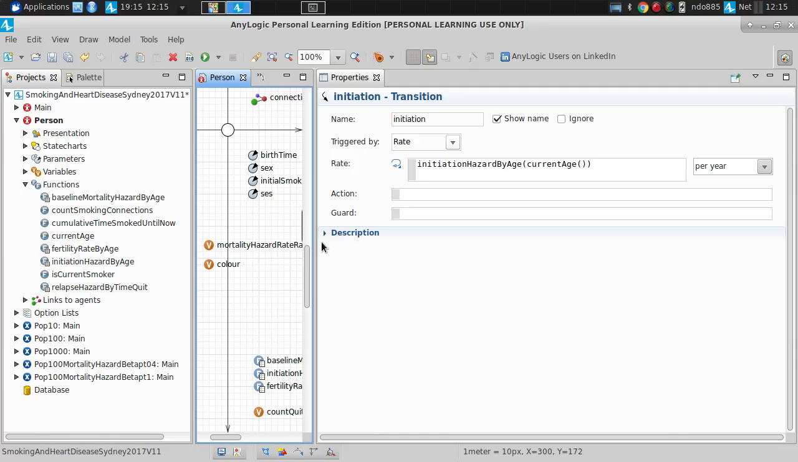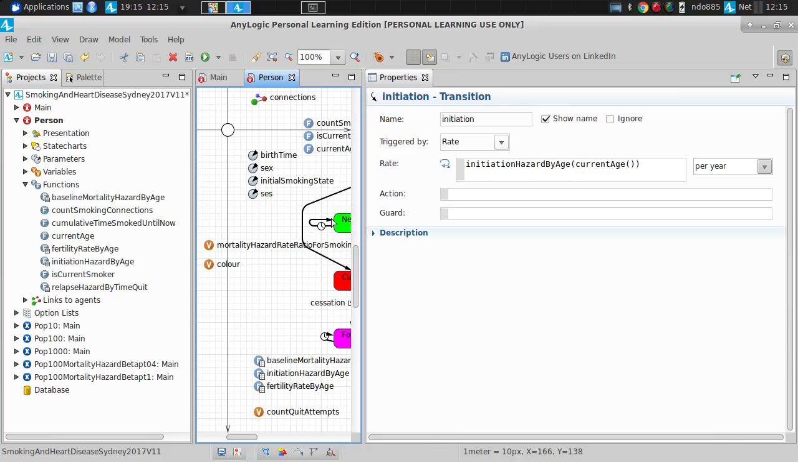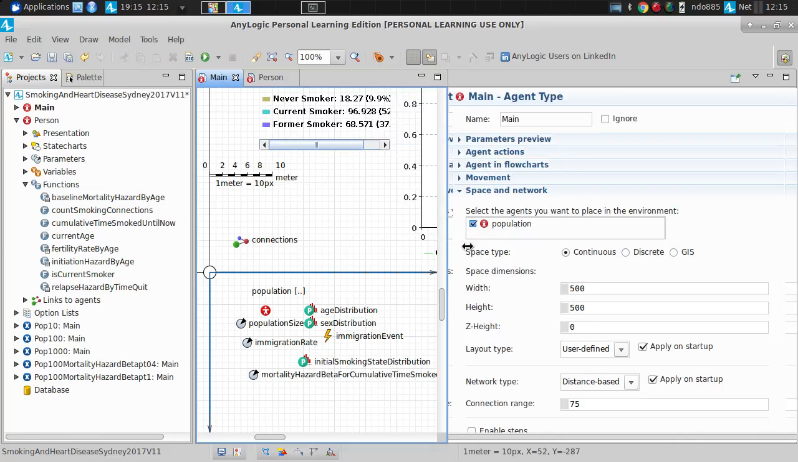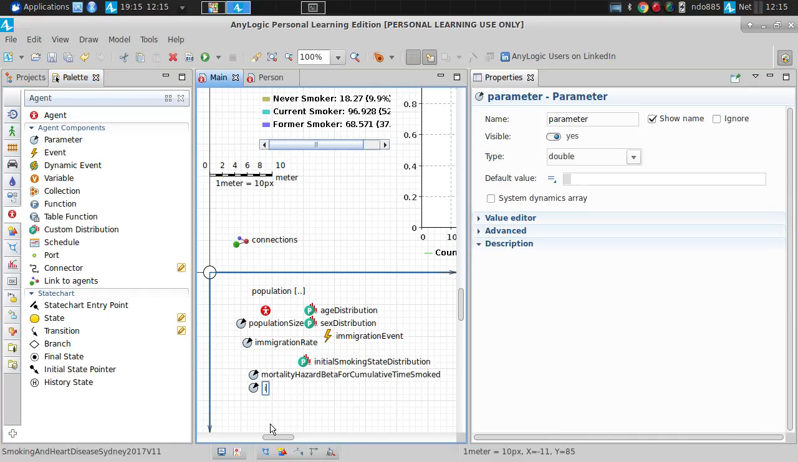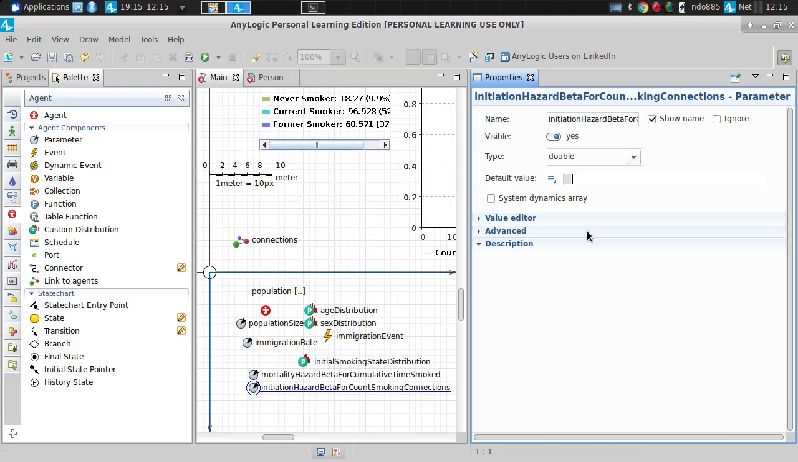Great. Okay. So, ladies and gentlemen, we are going to add to main a kind of beta term for this. We're going to go up to main, and just like we had this mortality hazard beta, we're going to drag in a parameter to main that's going to be initiation hazard beta for count smoking connections. And by default, that will be 0.1. 0.2. Okay?